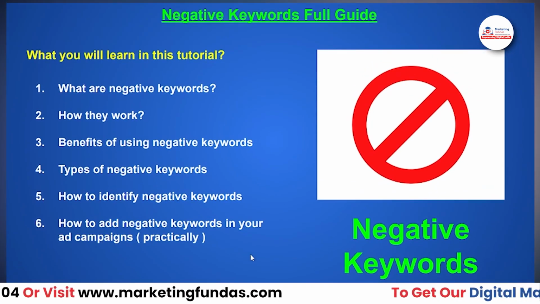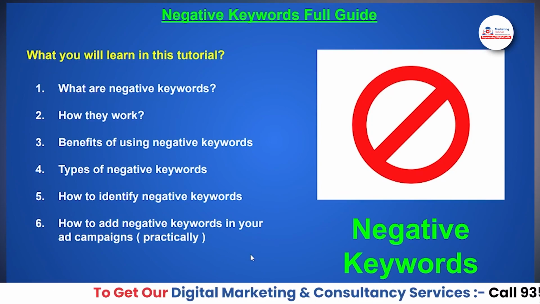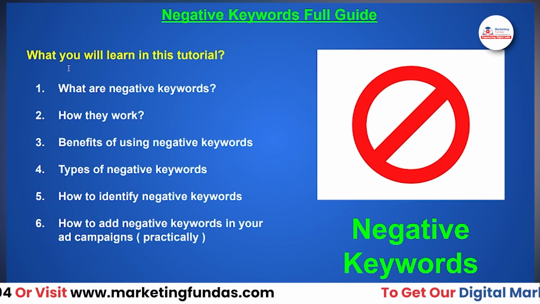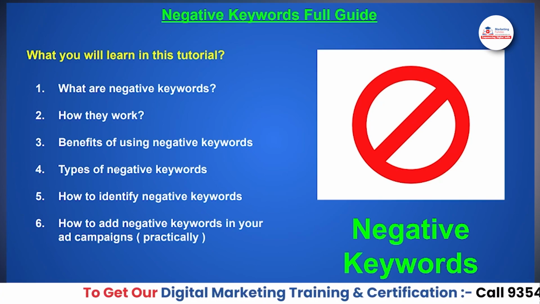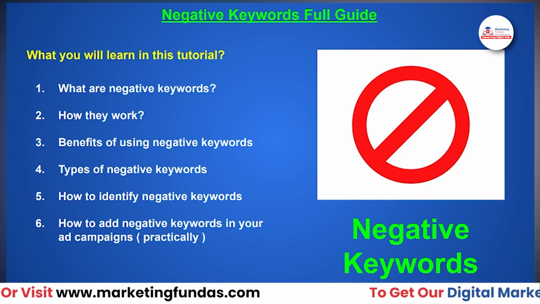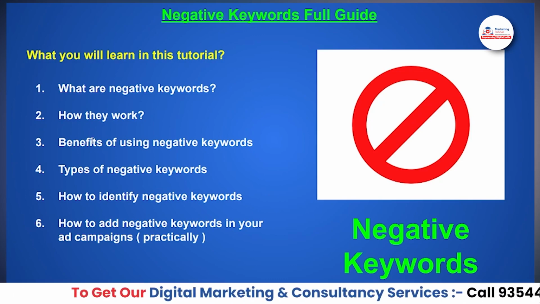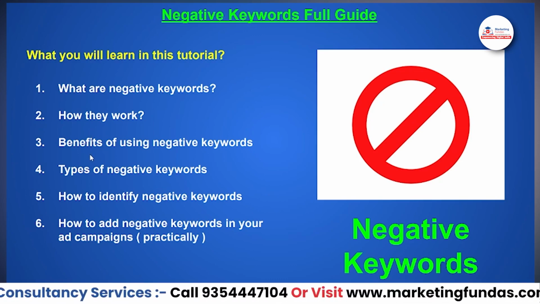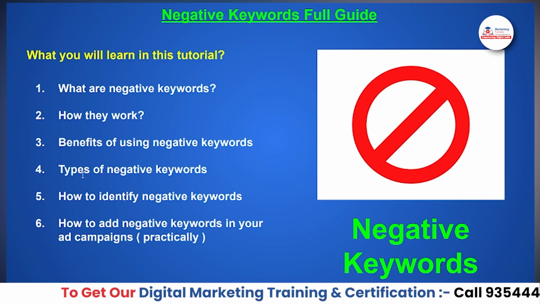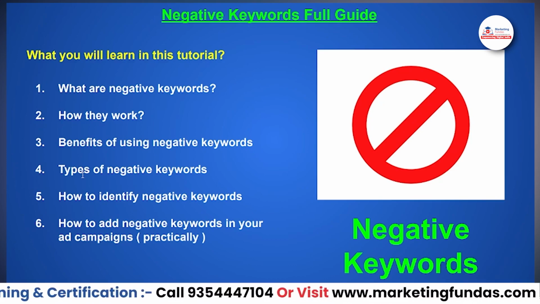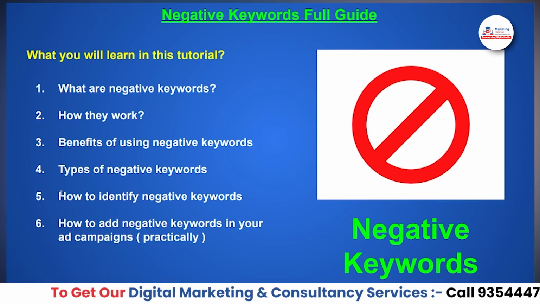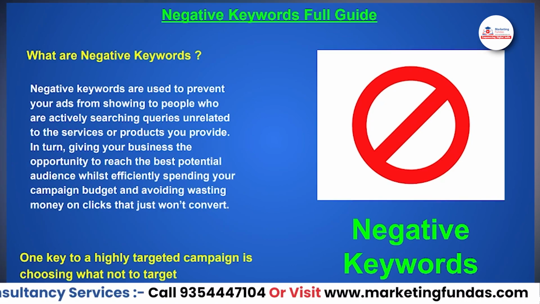So guys, this is the 76th video in this Google Ads course, and in this video we are going to talk about negative keywords, and this will be the full guide about negative keywords. And these are the things which you are going to learn. The first one is what are negative keywords. We'll tell you what negative keywords are and why they are important, how they work, then the benefits of using negative keywords, then types of negative keywords, how to identify negative keywords for your business in your niche, right? Because there are different types of negative keywords in every niche, every business. Then at the end, how to add negative keywords in your ad campaign, and this will be totally practical, right? So let's go to the second slide and start one by one.